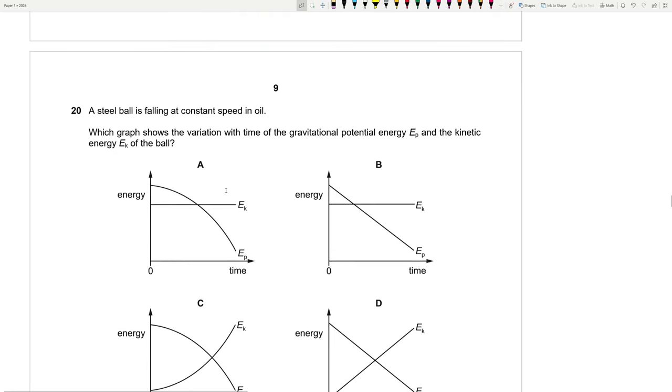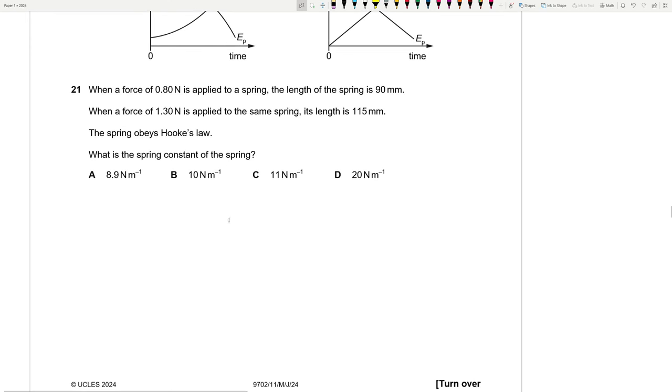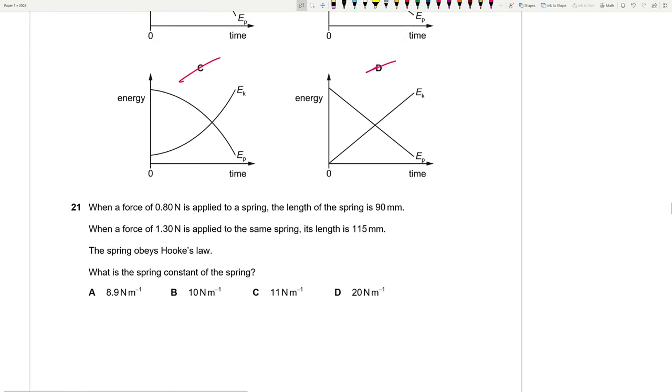Moving on to 20. A steel ball is falling at constant speed in oil. Which graph shows the variation with time of the gravitational potential energy and the kinetic energy of the ball? Constant speed, so the kinetic energy does not change. That's why C and D are wrong. Now GPE will decrease, so it's between A and B. But B is the correct answer because it is moving at constant speed down, so it will not be a curve. It is not accelerating or decelerating. It's falling down at constant speed. So 20 is B.